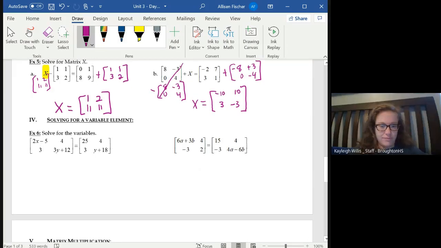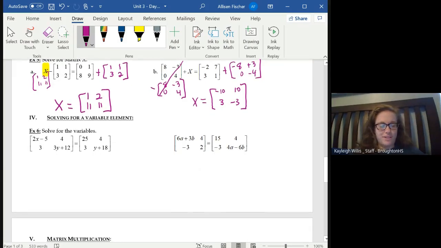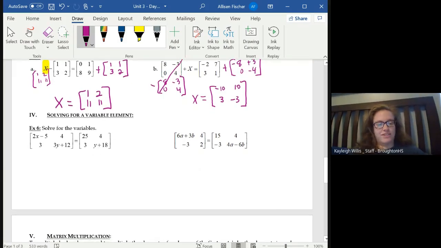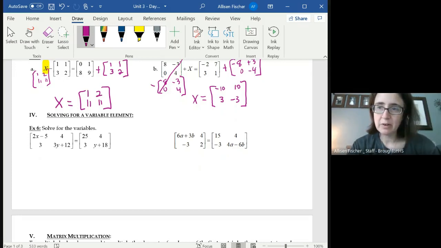Questions? I think that's pretty straightforward. It's just as easy as adding and subtracting. It's just a different form. You're just solving for a matrix.